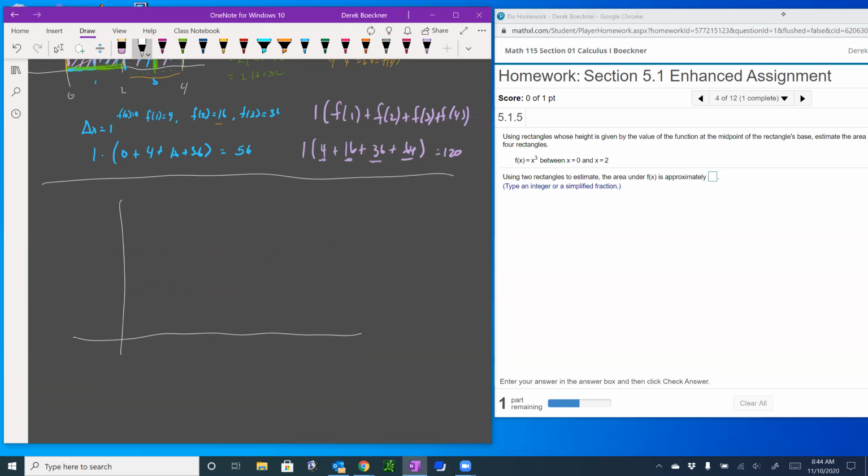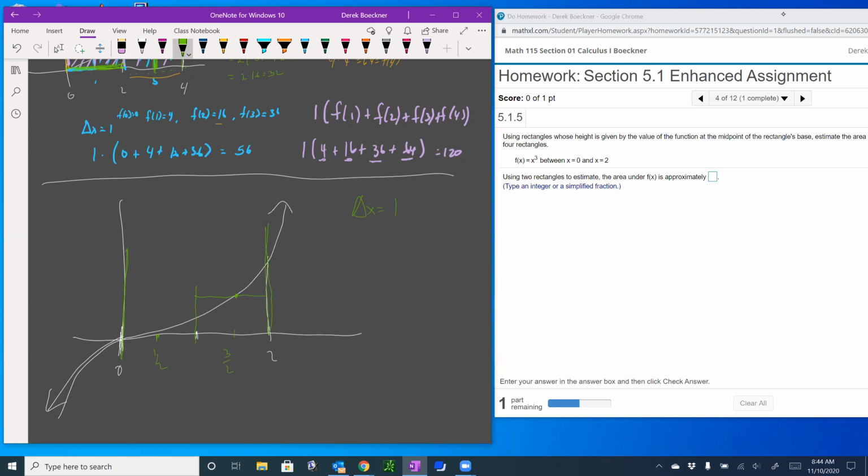Let me draw x cubed in here. So x cubed goes down and to the left and up and to the right. We're going to go from 0 to 2, first using 2 rectangles and then using 4 rectangles. Let me draw my verticals for my rectangles in. So if I'm using 2 rectangles, delta x is equal to 1. And this says to use the height at the midpoint of the rectangle's base. So here, the midpoint is at 1/2 and at 3/2.